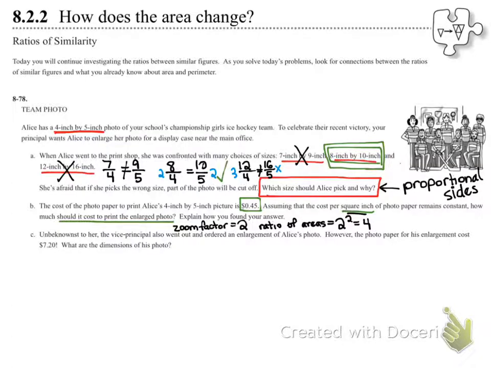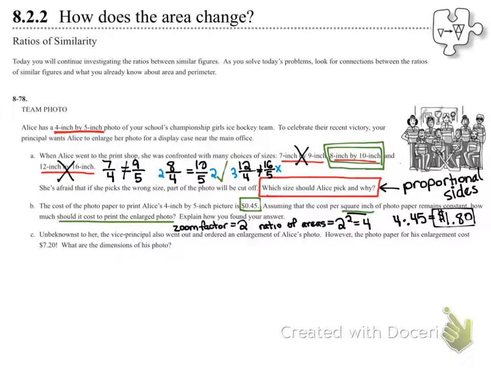So if I wanted to calculate the cost of the enlarged photo, it should be 4 times the cost of the original photo, 45 cents. And if we calculate that out, that should be $1.80. Okay.